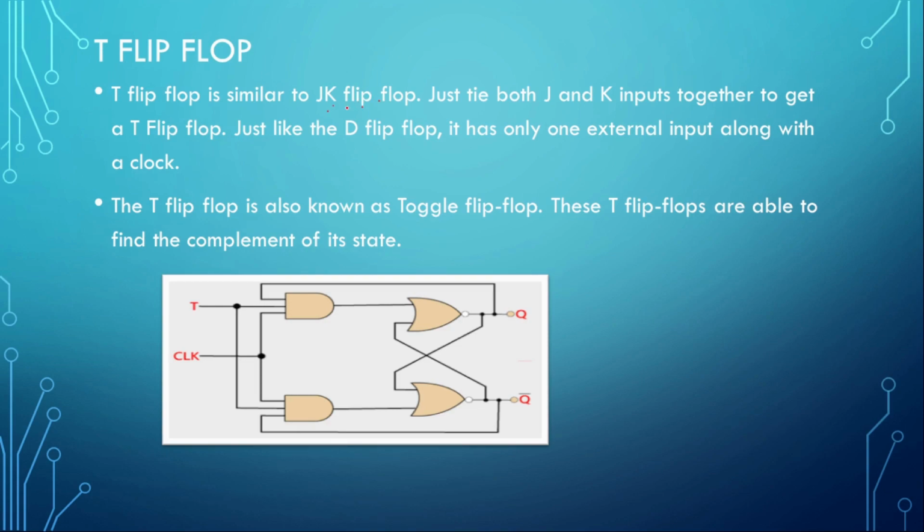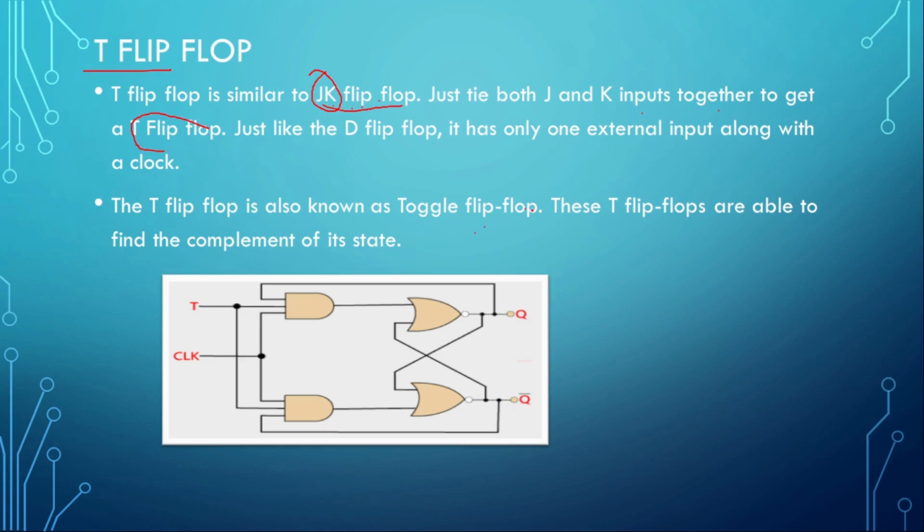The D flip-flop is considered with the SR flip-flop and this T flip-flop is considered with the JK flip-flop. So this JK input will be constructed together to get a T flip-flop. Both the inputs will be connected together and it will be mentioned with the T. And the T flip-flop is known as the toggle flip-flop.